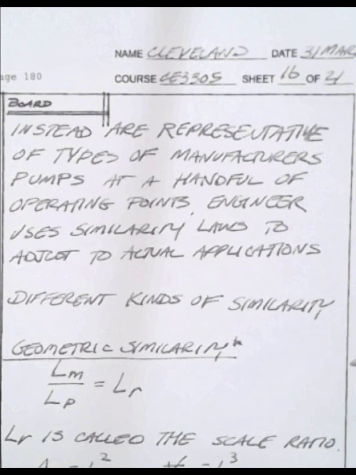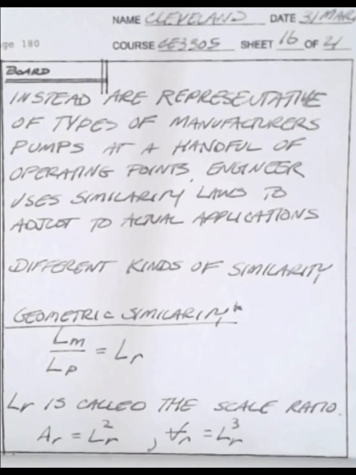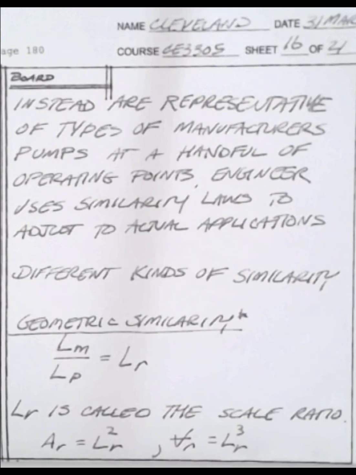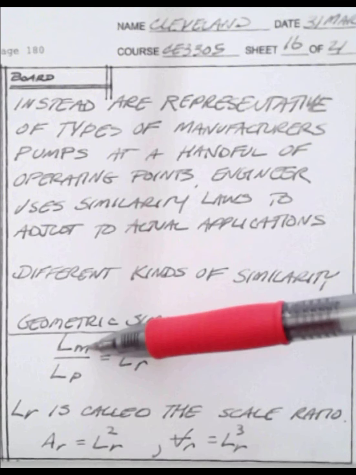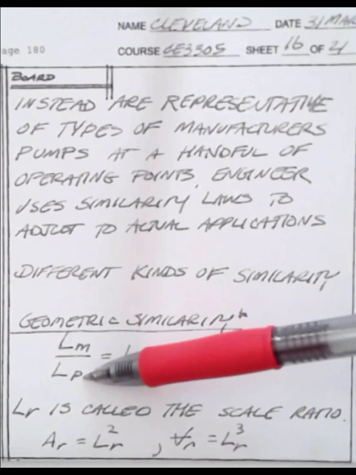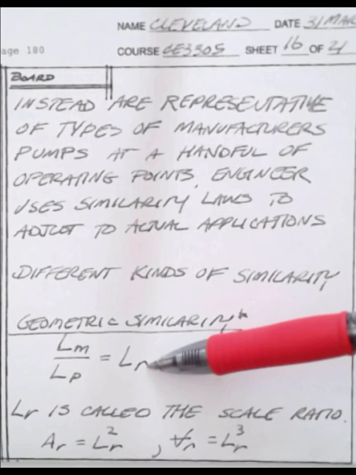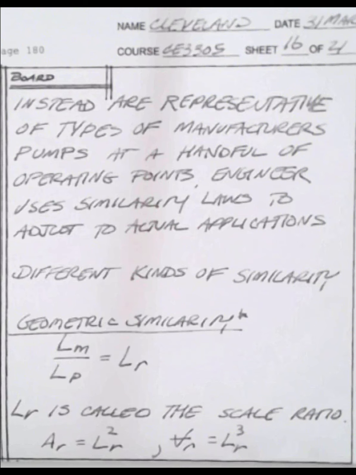So there's several different kinds of similarity. The first one that we'll examine is something called geometric similarity, and that's where the length scale of the model and the length scale of the prototype have some relationship, and here we're calling it L sub r, the scale ratio. So when you go to a store and you buy a 1/72 scale plastic model of something, what it means is that one length unit on the plastic model represents 72 length units on the real object. And many models actually have this basic geometric similarity. It's the most obvious similarity.